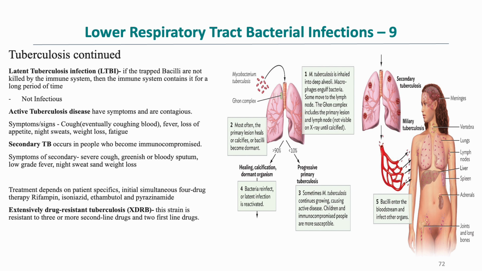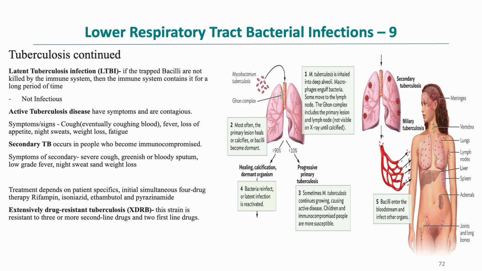And the image to the right shows in a little more detail the bacterium entering the lungs and how 90% of the time it will be a latent form, where the immune system contains the infection, but usually less than 10% of the time it'll be a progressive primary tuberculosis, which is the active form. It continues growing, causing active disease. And children and immunocompromised people are more susceptible to the active form of tuberculosis.